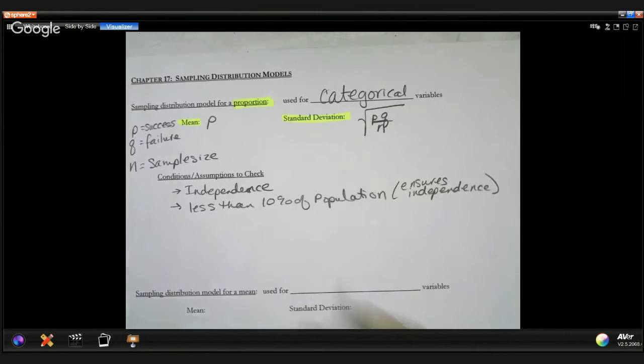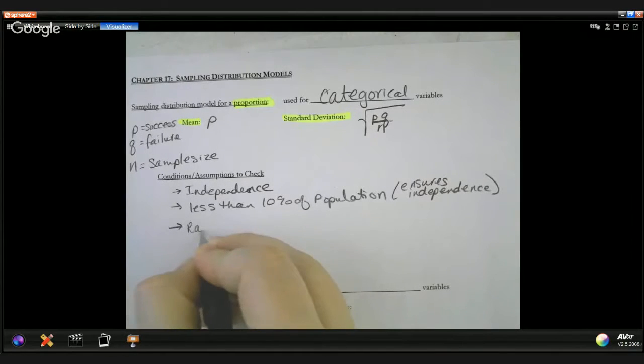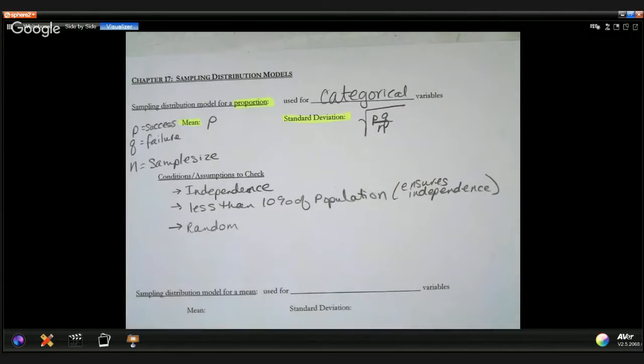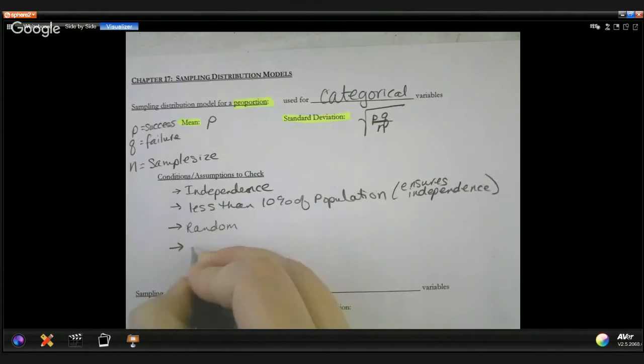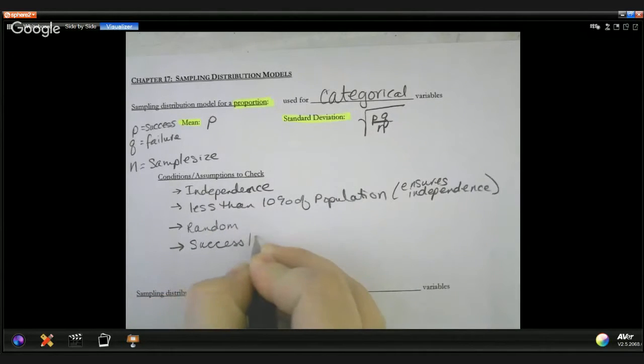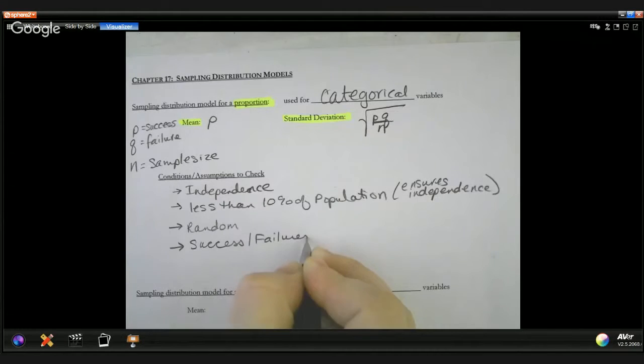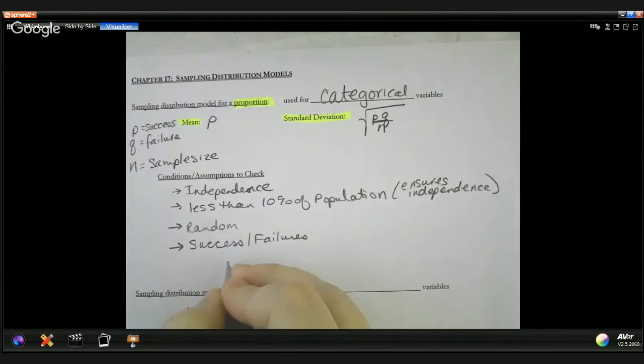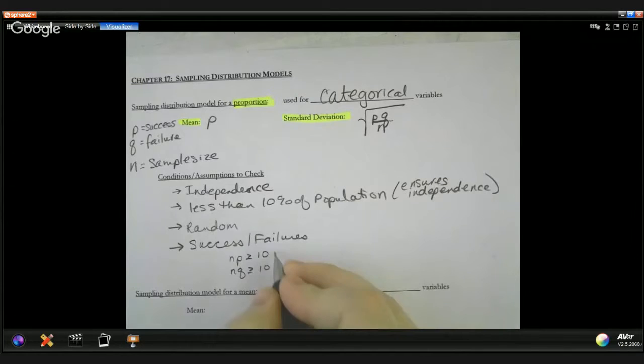Okay. The next thing you need to do is check to make sure it's random. A lot of times it's going to say that it's random. If it's not random, then you can make a statement saying, assuming that it's random, and then you could proceed, but you just have to proceed with caution, because if it's not random, then it wouldn't actually work. And then the last thing you have to check is that there are enough successes and enough failures. That's similar to what we did with Bernoulli trials, where it became a normal model if you had more than 10 successes and more than 10 failures.